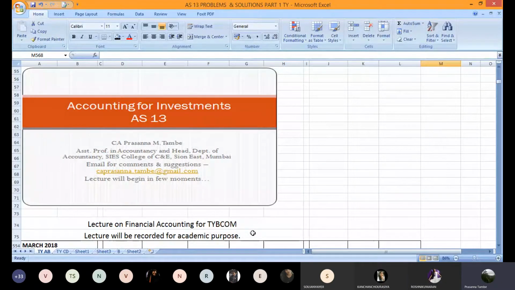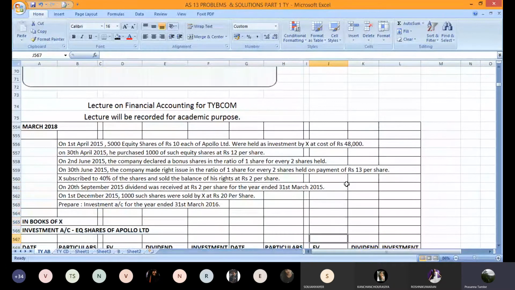Now this is going to be the fourth question on accounting for investment in shares. We have done 3 questions so far on shares, and before that, about 5 questions on fixed income securities. Let us see what the question is all about. This is a March 2018 past examination question.